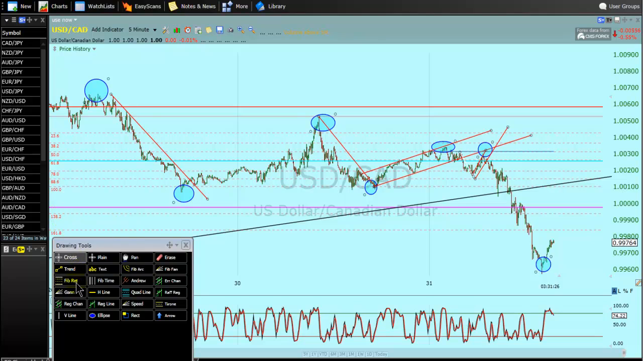As you can see, look, the 138% extension is this one here. Some traders took profit here. These are conservative traders. You see, they took some profit.